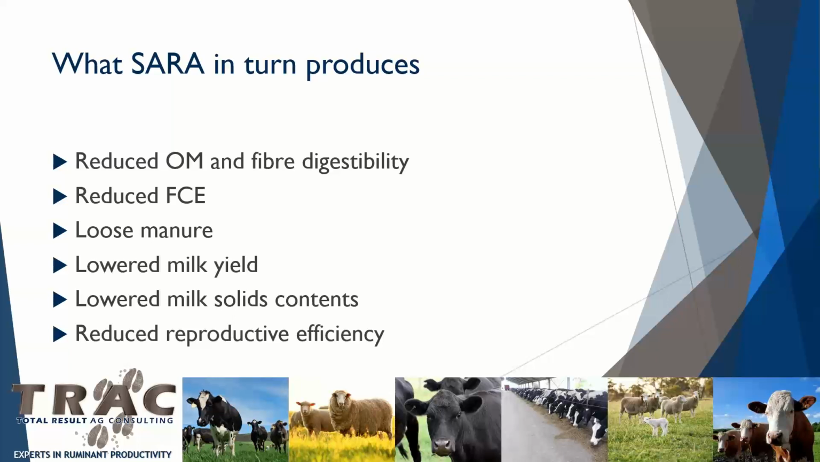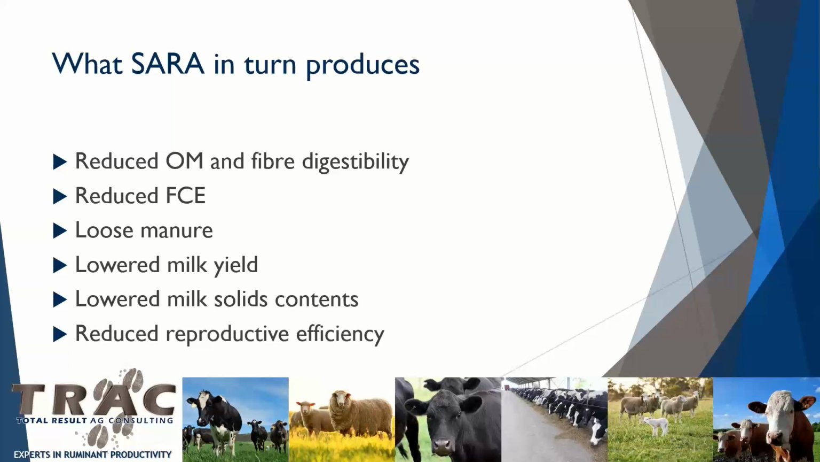Reduced feed conversion efficiency. So we end up feeding these animals the same amount of feed that we did the day before when everything was going well, and then these animals just don't convert it, whether it be into saleable meat or milk to feed their offspring or anything like that. We get a loose manure. We get a lower milk yield, but also, which exacerbates it, I suppose you could say, we get lower milk solid content in the milk yield.